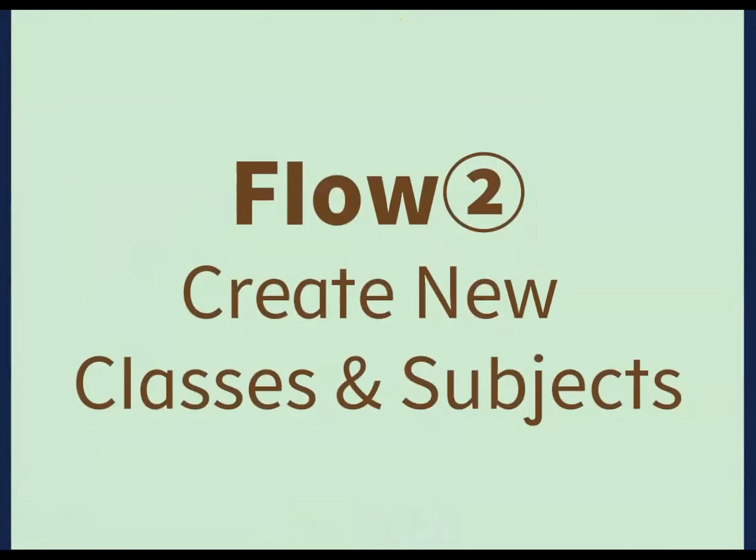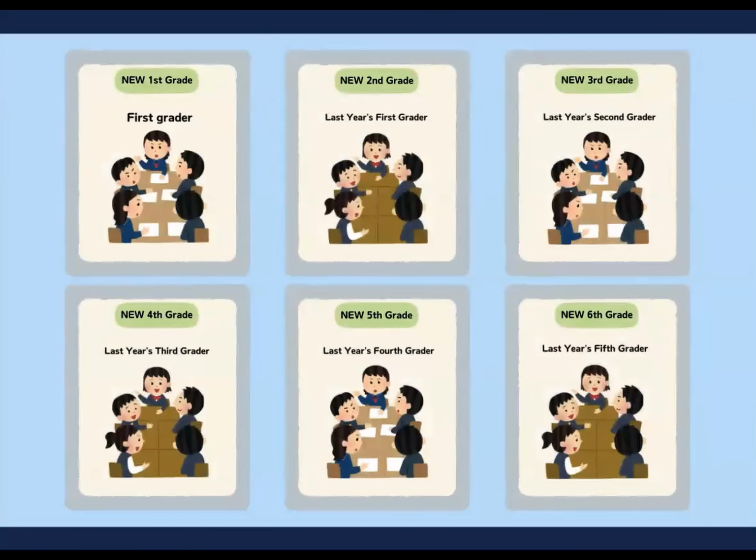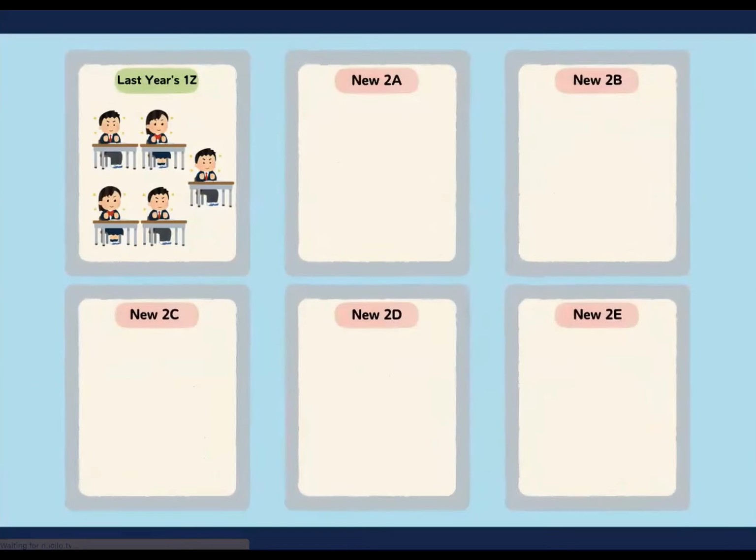Flow number 2, create new classes and subjects. So let's say you've got the first graders this year, so they will be the new first grade. Last year's first graders will then go to the new second grade as such. So last year's 5th graders will be the new 6th grade.